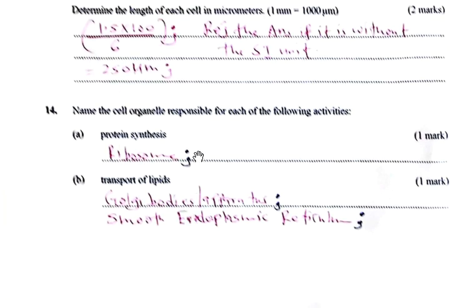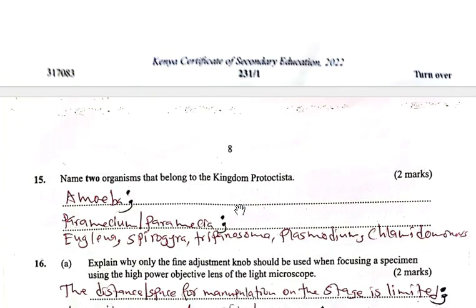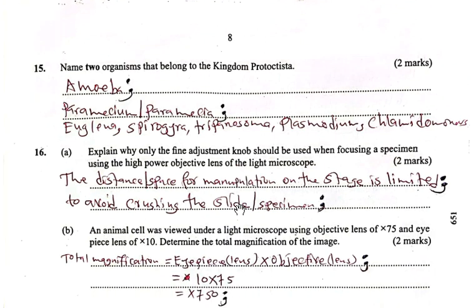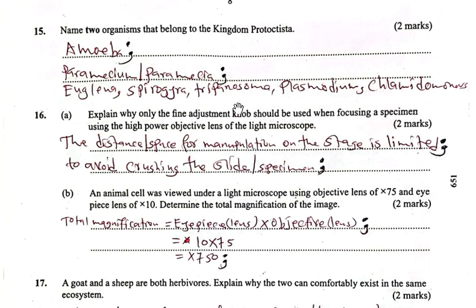Next question. Name the cell organelle responsible for each of the following activities: protein synthesis, and that is ribosome; transport of lipids, that is smooth endoplasmic reticulum. Next question, question 15. Name two organisms that belong to kingdom Protoctista. You can have Amoeba, Paramecium, Euglena, Spirogyra, Trypanosoma, Plasmodium, Chlamydomonas. There are very many.